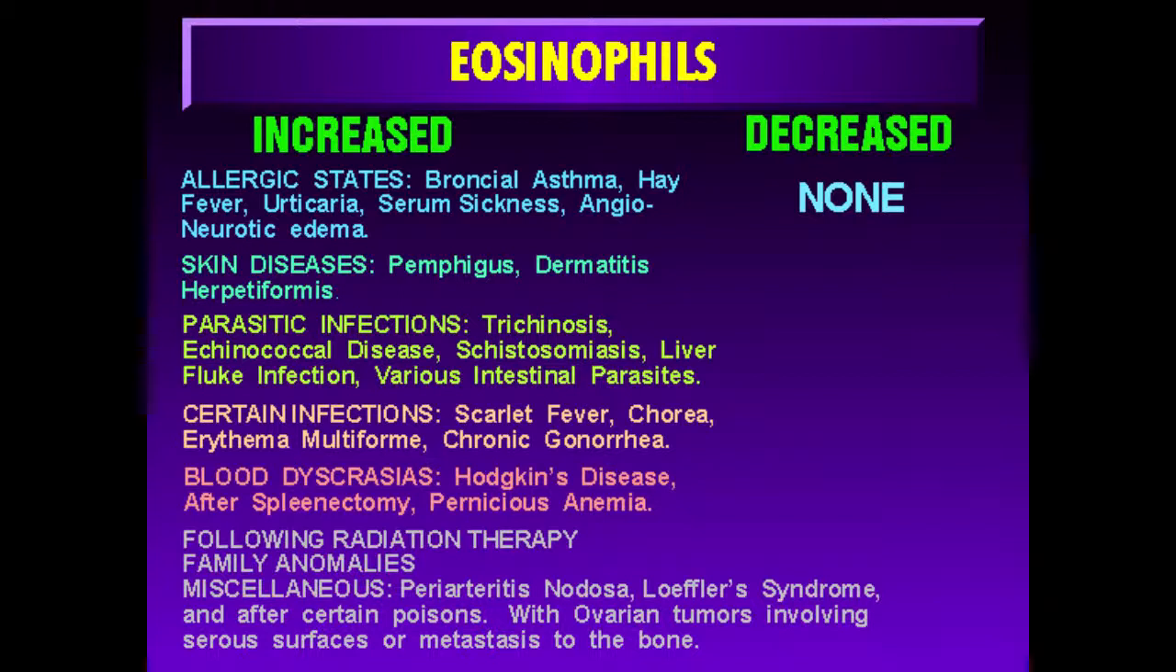Eosinophils often increase following radiation therapy. As a familial anomaly, accompanying tumors of the ovary or tumors involving serous surfaces of the bones, and after certain poisons. Eosinophils may be increased in patients with epilepsy. A low eosinophil value is not clinically significant.